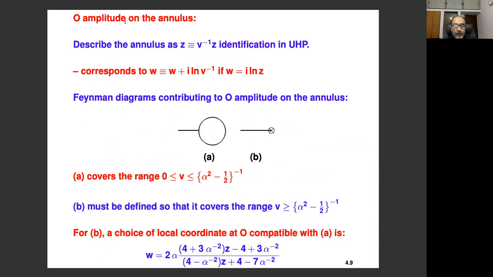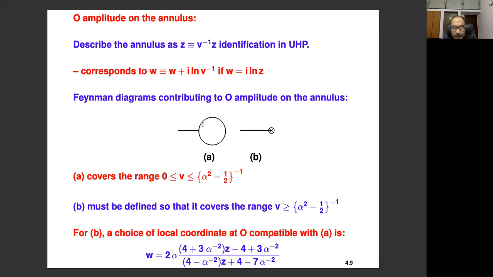So similarly, we can look at the O amplitude on the annulus. For this, we describe the annulus by identifying in the z plane, z to v inverse z, or equivalently in the w plane, if you define w to be i log z, that's the description we had used earlier, w is identified with w plus i log v inverse. So if you want to calculate the O amplitude on the annulus, then the Feynman diagrams that contribute are these two. This is the elementary vortex. This is the Feynman diagram constructed from the four point function.